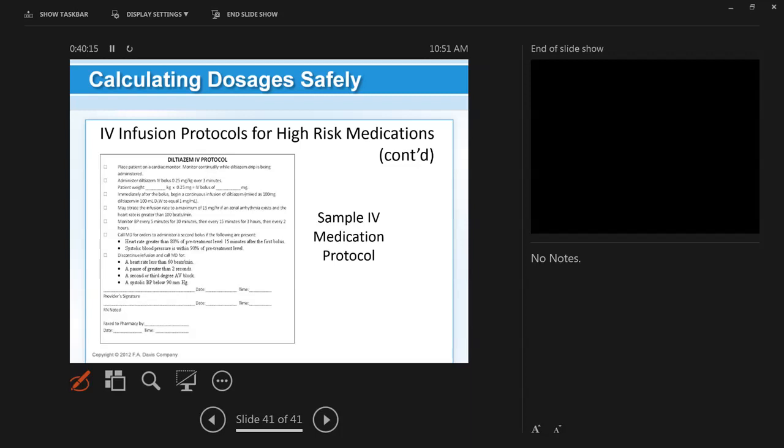And then here's just an example of what a medication order might look like, or what we might see on one of those high-risk medications. And it's got some criteria for when we would discontinue the infusion, and then when you would call the doctor as well. And so this is pretty standard, definitely something you'll probably see in practice.